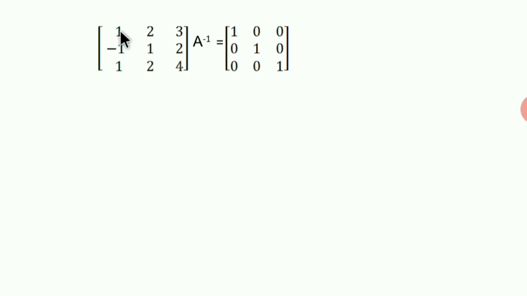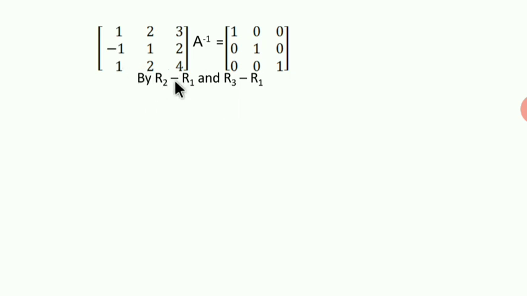Here 1 is already there, so first we convert these two elements to 0 by using the row transformations R2 plus R1 and R3 minus R1.